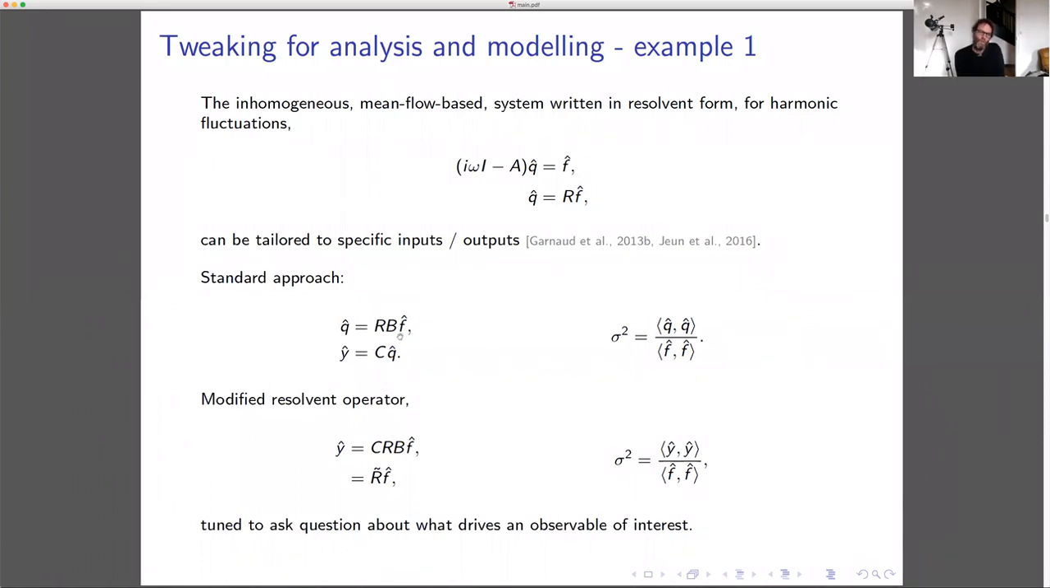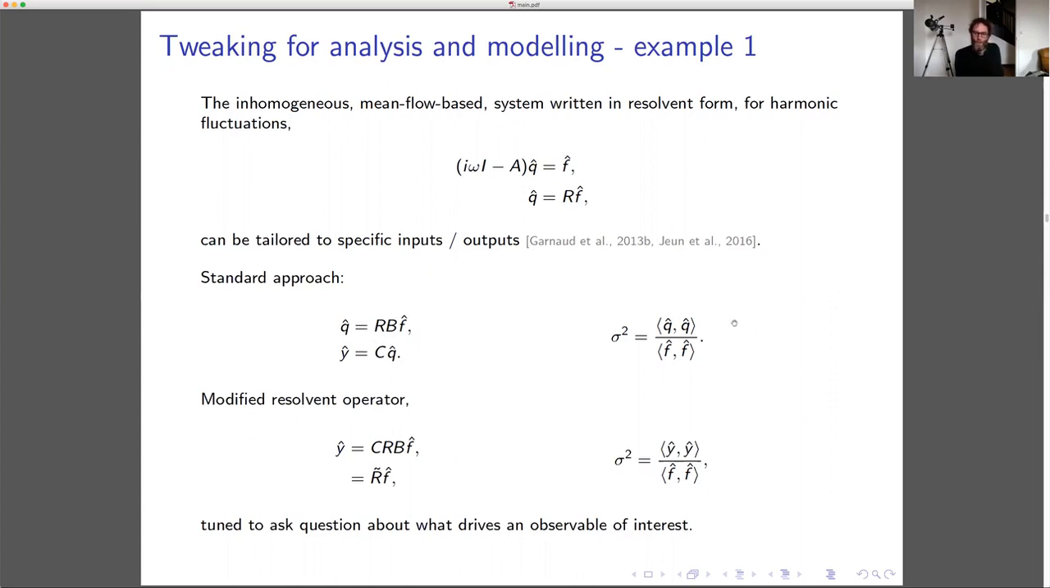You can write the system in terms of some observations Y by using this C matrix to localize what you call your output. So this could localize your output somewhere in space, or it could restrict it to certain of the dependent variables. The B matrix here allows you to localize the forcing. It says I'm interested in understanding what's happening at Y due to a forcing F that we localize somewhere else. So if C and B are both equal to the identity matrix, then we just have Q equals RF. That's the standard approach.